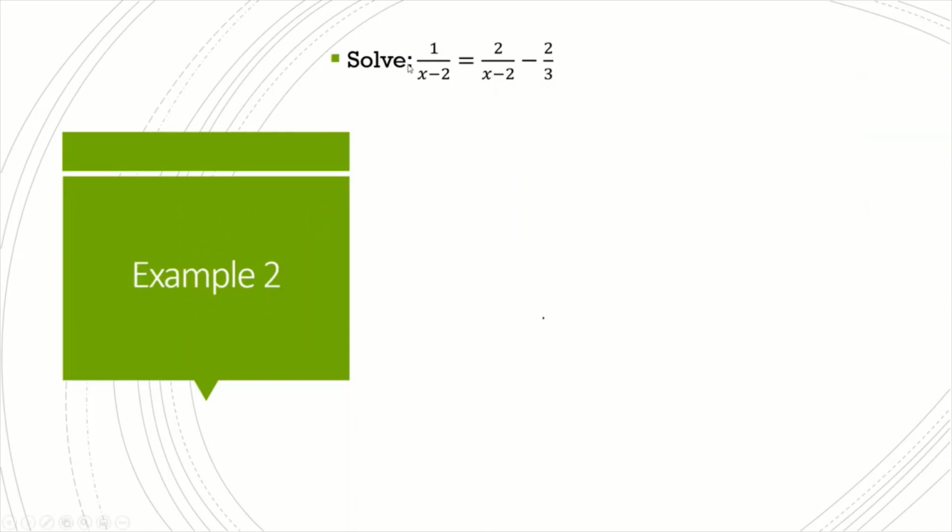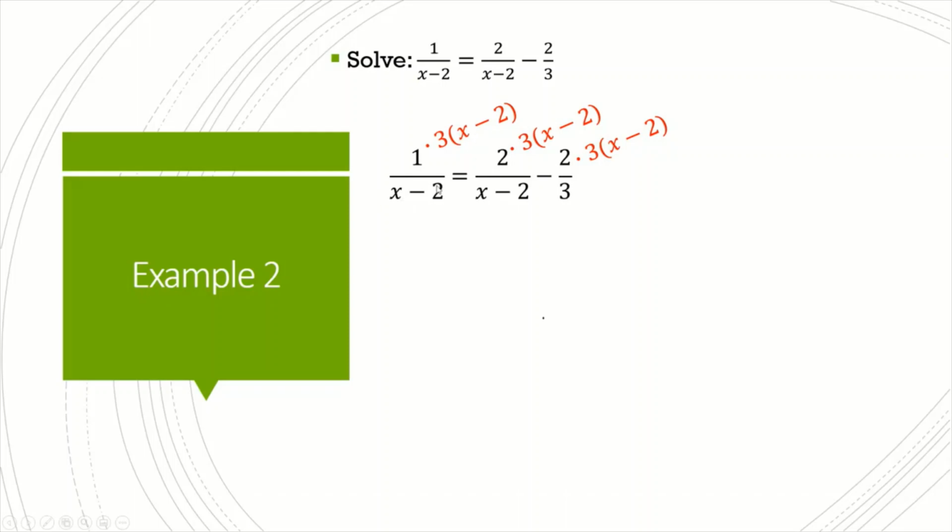So looking at this one, the denominators are pretty much factored. So I can see that my LCD is 3 parentheses x minus 2. Rewrote it. Multiply each of those by 3 parentheses x minus 2. That's 1 times 3 parentheses x minus 2, 2 times 3 parentheses x minus 2, and then 2 times 3 parentheses x minus 2.